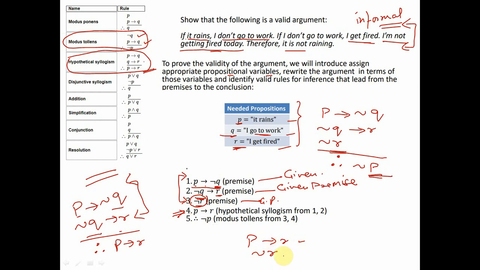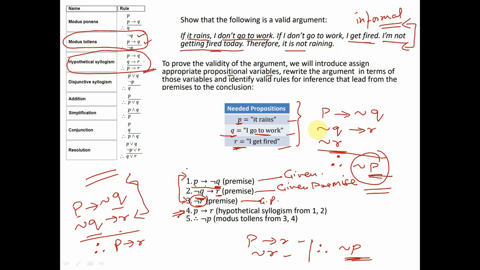P implies R and negation of R. So therefore I can draw the conclusion negation of P. That means it is not raining. This was the conclusion that we started off to try to validate. So we have validated it, that the conclusion it is not raining is true. So this is the valid argument.